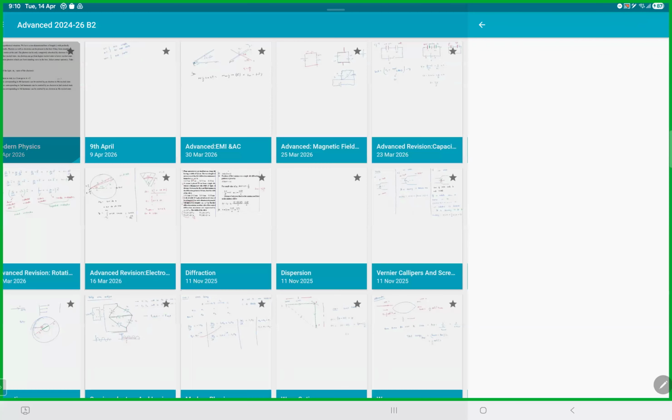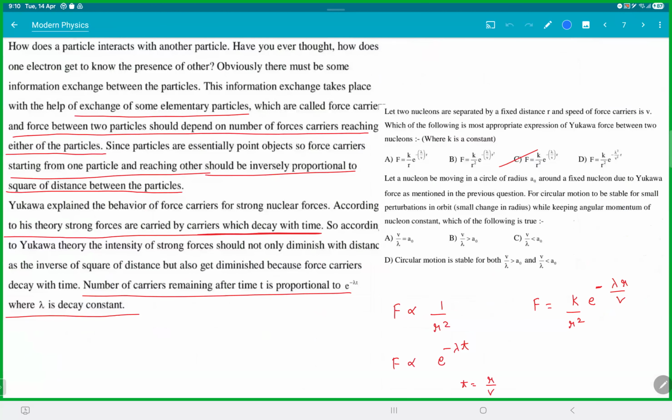This was the paragraph. How does a particle interact with another particle? Have you ever thought about it? One electron gets to know the presence of another. Obviously, there must be some information exchange between the particles. The information exchange takes place through particles and so on. So there is something called the Yukawa theory of the strong force. This was a whole paragraph. I gave them 3 to 4 minutes to read, understand and solve. This was an INPhO 2016 and 2019 question. This is how they'll ask you advanced paragraph questions. They'll give you something completely new and weird-looking, and expect you to read and solve it in 6 to 7 minutes.